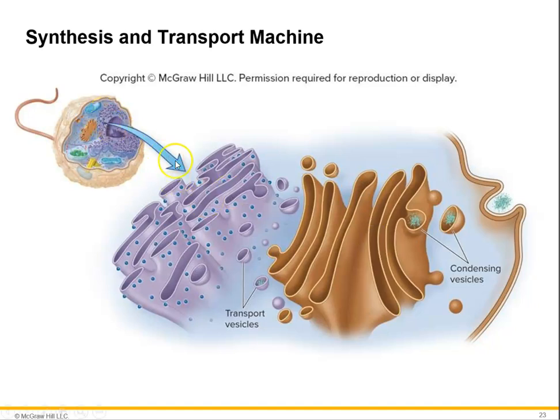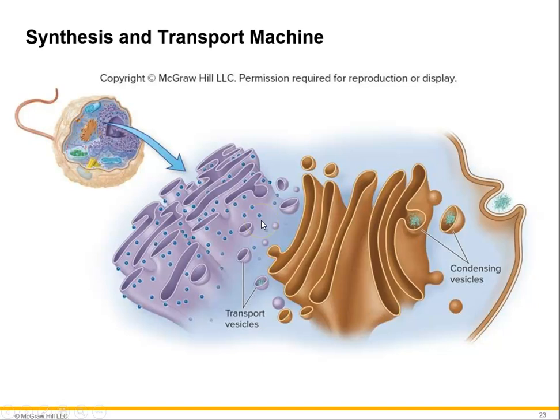Here you can see it in a little bit more detail. Rough endoplasmic reticulum, transport vesicles, Golgi body modifies the proteins, and now it's shipping out the proteins into these condensing vesicles, and these eventually mature into secretory vesicles, which are released, more often than not, outside the cell, but they can travel to other organelles. Big picture stuff.